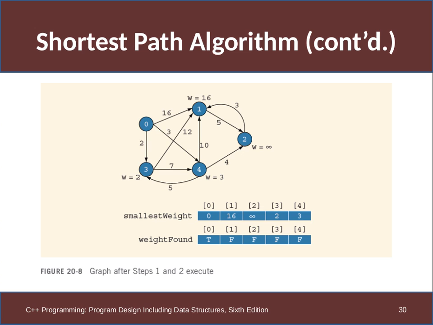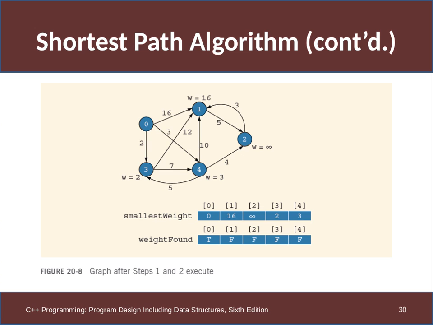The way they do this is we're going to start with 0. You're going to have an array called smallest weight, which is going to contain the smallest weight from wherever to wherever. You initialize it with the weights you start with, everything that's connected. So 0 to 1 is currently 16, because there's the edge. 0 to 3 is 2, that's what the 2 is. And then 0 to 4, we've got 3. 0 to 2 doesn't exist, that's why that's infinity.